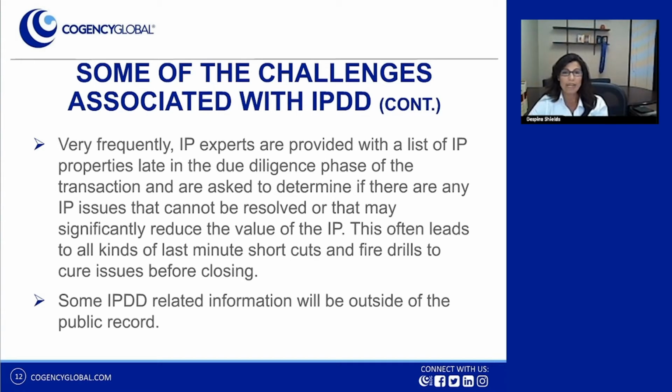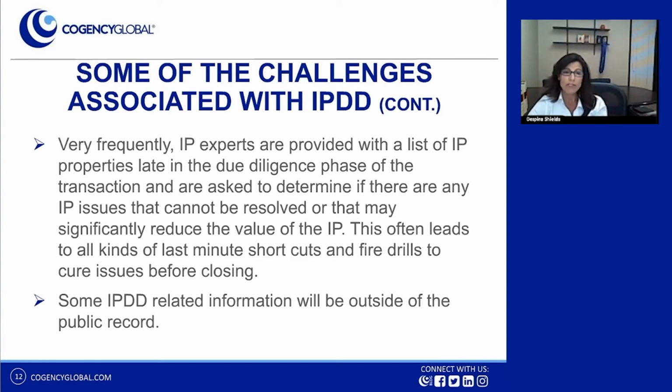Frequently, IP experts are provided with a list of IP properties late in the process. So whether you're the IP expert or just somebody who's responsible for the deal in general, you're handed a list, this is the IP that's owned, and that's what you're going off of. And it's up to you to determine if there are any issues that need to be resolved. If there are issues, that often leads to that last-minute fire drill or shortcuts before the closing, because it didn't get the same consideration that the other due diligence pieces of the puzzle did get: the liens, the litigation, the bankruptcy.